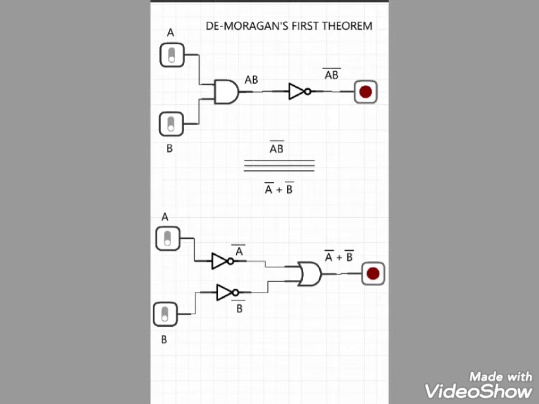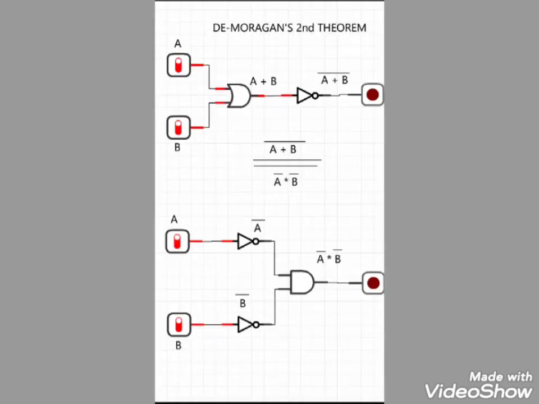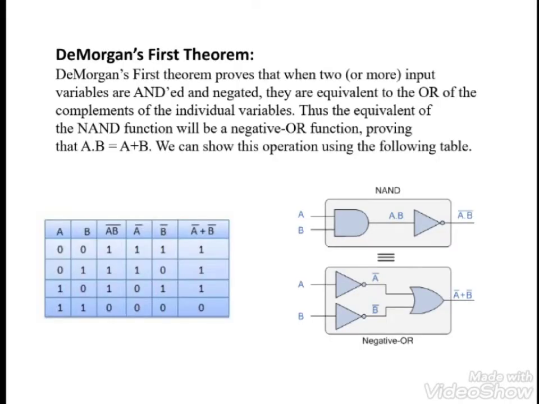Next is De Morgan's first theorem. By using this software, I have drawn this logic gate diagram. In this, I have used an input as a toggle switch and output as an LED. This is De Morgan's second theorem. Now we will see De Morgan's first theorem.